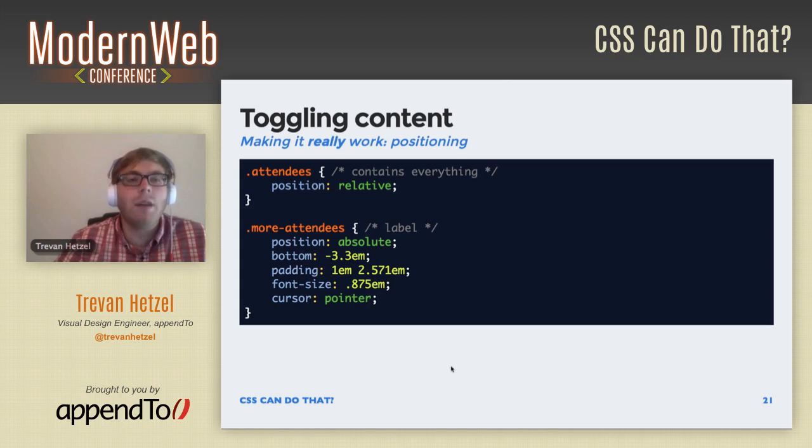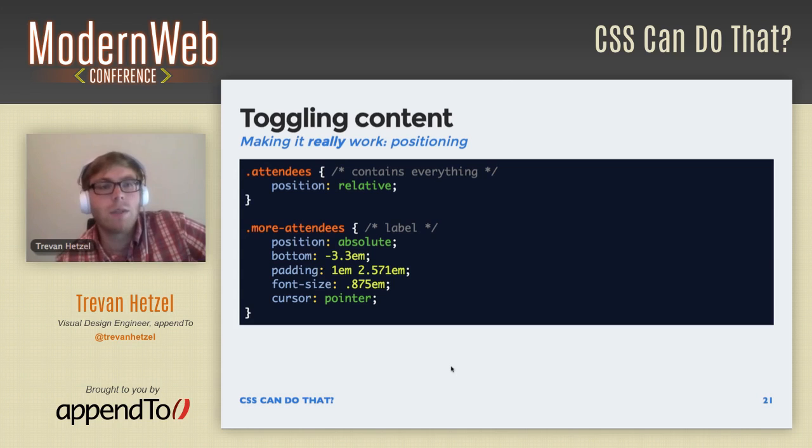And remember that height value, this is where it comes into play, because we want to set that label to the very, very bottom of the list. And so we're giving it a negative bottom value of 3.3 ems. I think the value is probably a little bit different than what the height was, but that's just because we're using ems and we have to account for the font sizes. But then we will style it some more with some padding and obviously the font size, and give it cursor pointer so it appears to be a link.